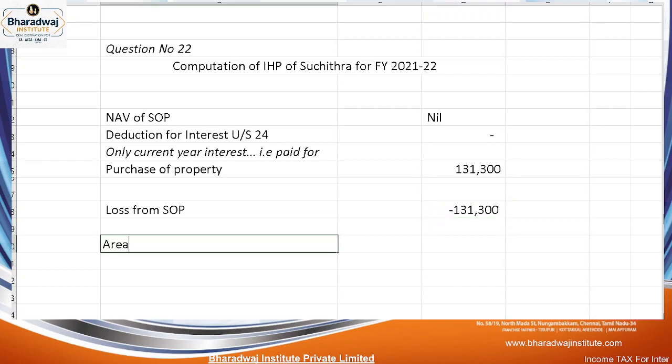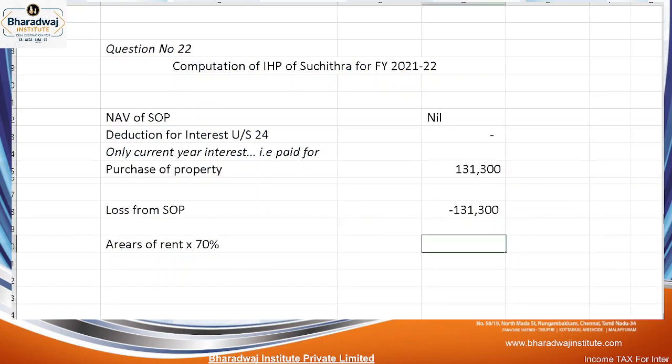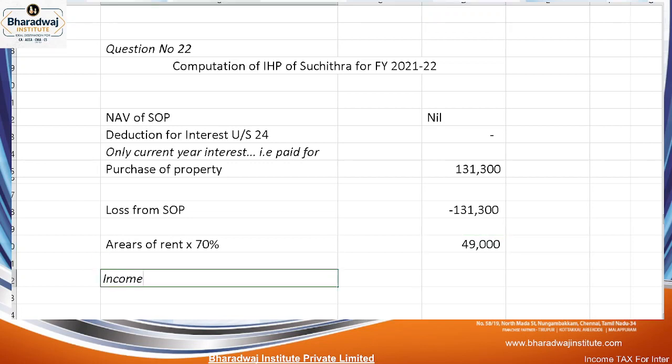Then arrears of rent, 70,000 into 70% is taxable. Why? Because 30% standard deduction is given. So this will become a loss from house property.